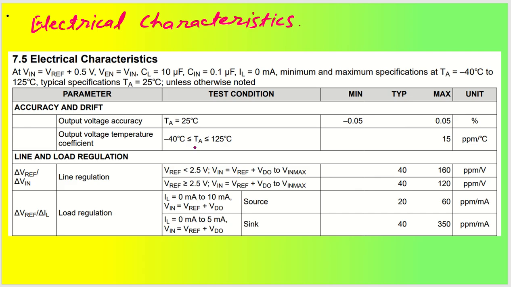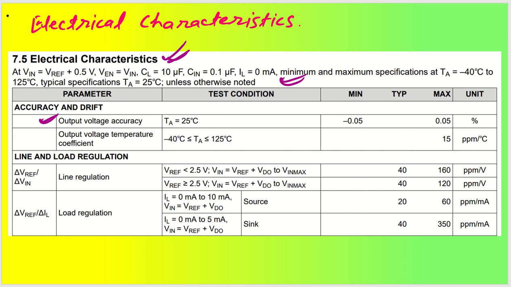Coming back to the electrical parameter for other parts, let us say we have output accuracy. So output accuracy, you already know that it is plus minus 0.05 degree centigrade. Before studying this electrical characteristics, you have to understand your input voltage must be V reference plus 0.5 volt. Okay. So let us say you want to have a 5 volt output, then you need to give input minimum 5.5 or otherwise up to 6 you can give. Your enable pin is V input, your load capacitance is 10 microfarad, your input capacitance is minimum 0.1 microfarad, and you have load current minimum 0 milliamperes. Okay, these are the conditions that are there.